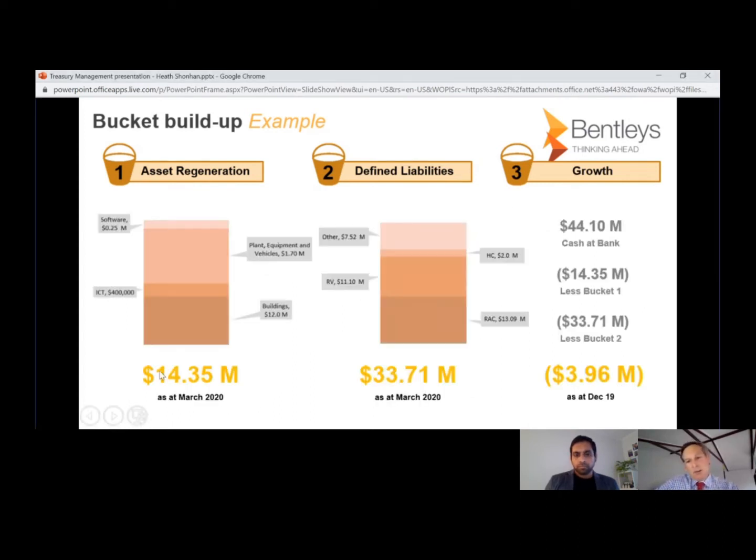Here's another graphical way just to look at the same data. Bucket number 1, $14.3 million, being a function of the regeneration requirements for our buildings, our ICT, our software, our plant and equipment. Bucket number 2, being $33 million, being a function of how much liquidity we need for a residential aged care service, how much liquidity we need for a retirement village, how much liquidity we need for our home care service, and how much liquidity we need for our other employee entitlements, operational funding, etc., coming to 33.7, and resulting in, if we had $44 million worth of cash, 14.3 in bucket 1 and 33 in bucket number 2 gives us the deficiency we identified before.